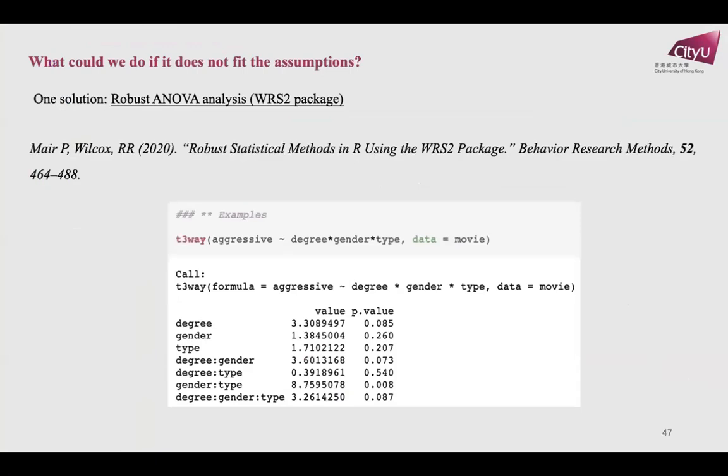For conditions where these test assumptions are not very well fitted, you can consider a robust ANOVA analysis using the WRS2 package. This paper introduces in detail how to use this package to do a robust ANOVA analysis. If you are interested in it, you can read this article.